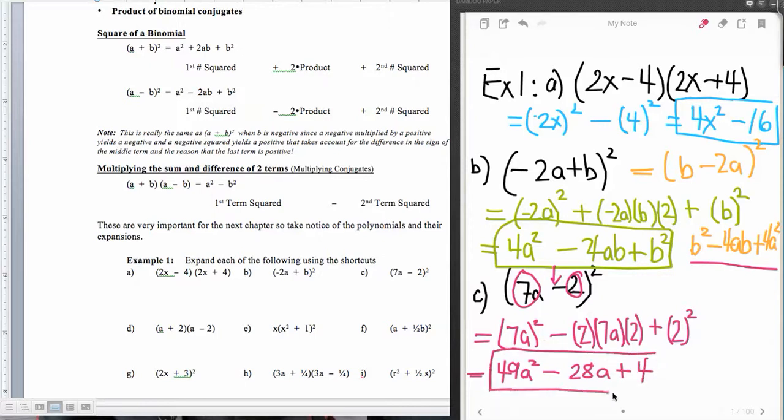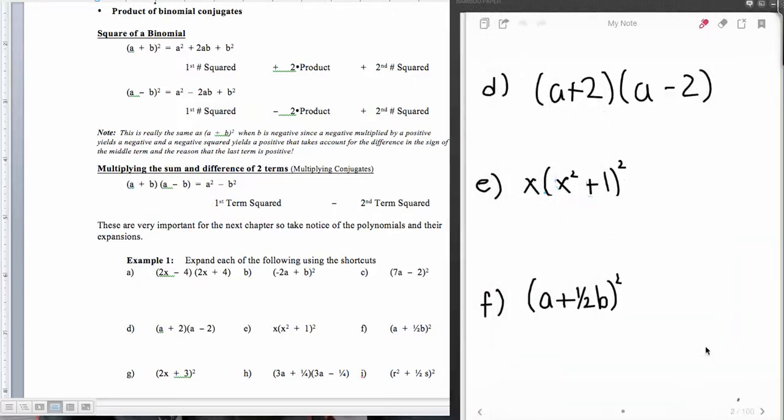Now eventually you're going to get to the point where you can just do this exactly the way I did when I did the b minus 2a up here, where I said, okay, I'm going to take my first term and square it, b squared, and then I'm going to multiply my first term times my second term, 2ab, and then times 2, 4ab, and then I'm going to take my 2a and square it, so 4a squared. But at first you want to write those out so you get the patterns firmly in your mind.